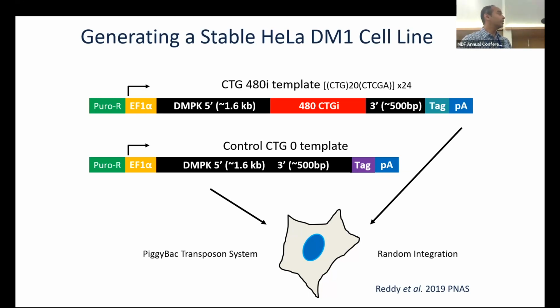And so we also added some unique sequences to each of these templates so that we could distinguish the RNA that's generated from the toxic template versus the control template. And so this would give us a means to measure for selective effects on the toxic RNA. And so these paired constructs were integrated into the HeLa genome. And this occurred randomly using the piggyBac transposon system.